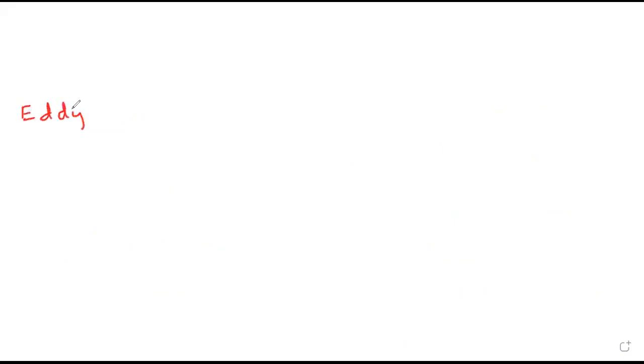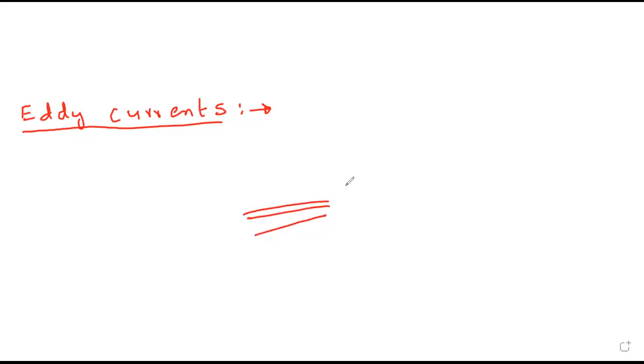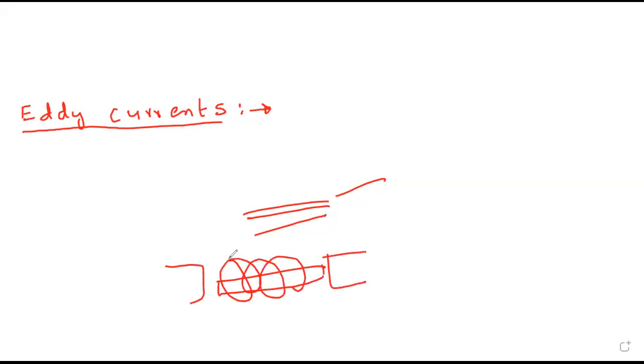Eddy currents. Eddy currents are induced currents, and whenever we want induced current, there should be a change in flux associated. To have a change in flux, either I can change the field, that means I can rotate the magnet, or I can have the conductor rotating in the field. In both cases, flux will be changed.